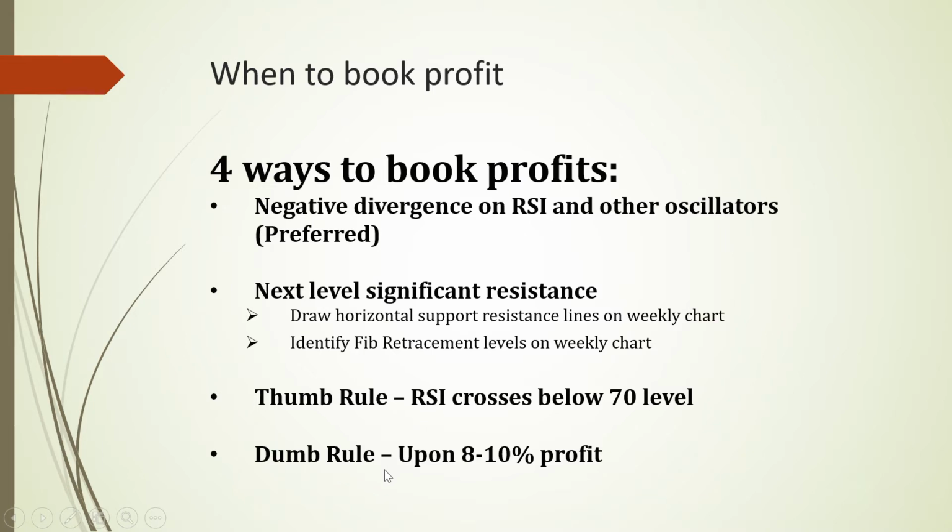The next one, I'm calling it a dumb rule, because there's no rule, right? It's very simple. Whenever you see 8 to 10% profit, you come out. This is a very simplistic way to do things. Preferably you should follow the other 2-3 methods mentioned above this. But if you're not able to follow any of them, then you can follow this dumb rule, that whenever you get a profit of 8 to 10%, you come out. But in this dumb rule, you are always restricted in your profit. You will never be able to see bigger profit than this, right?